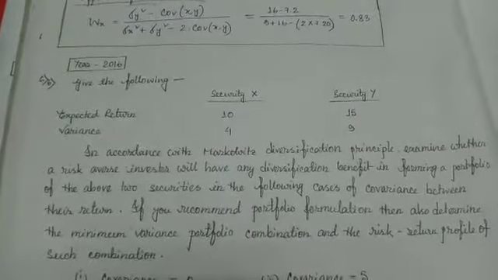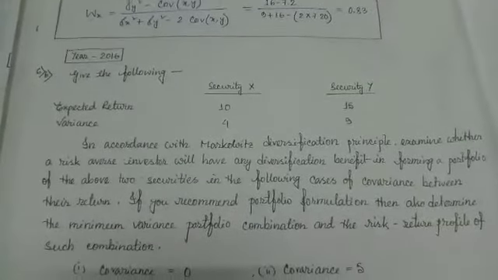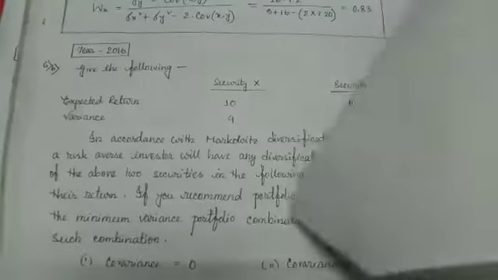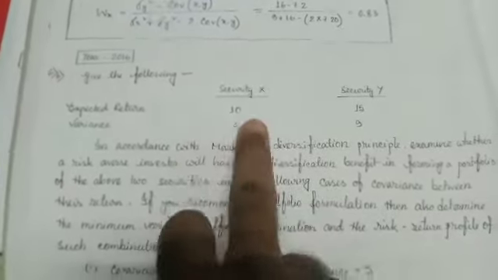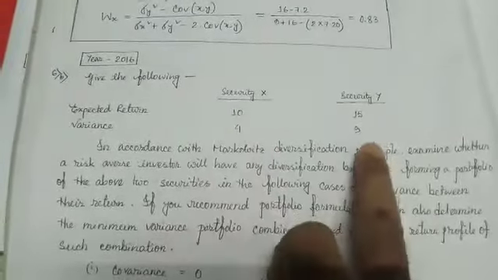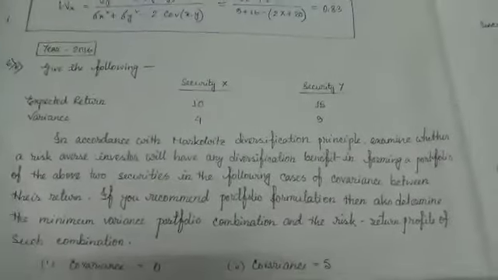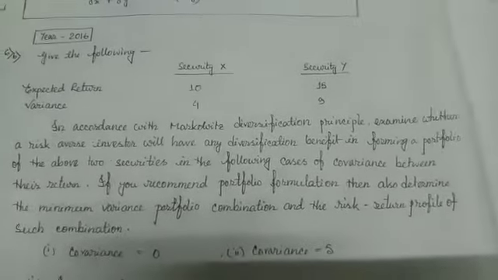Now the next question is that appeared in year 2016, question number 6b. Here also expected return of security X and security Y are given. It is 10% and 15%. Variance associated with security X is 4% and security Y is 9%. So risk relating to security X is root over of variance, that means sigma X equal to 2%, sigma Y equal to 3%.